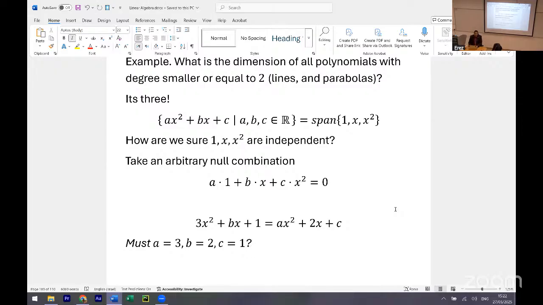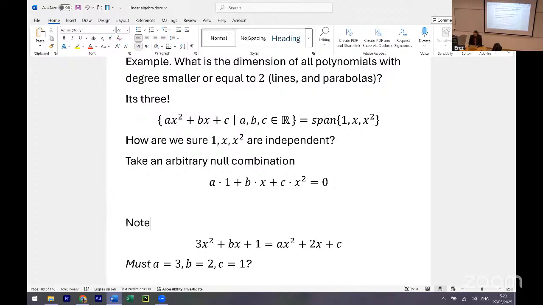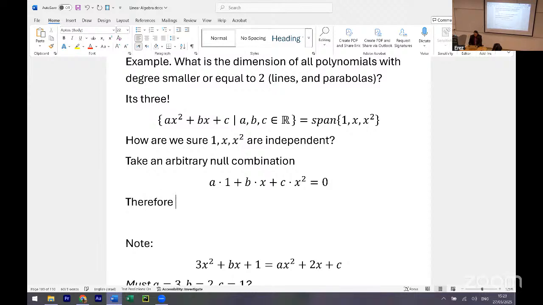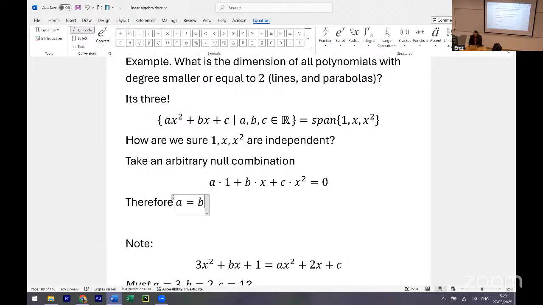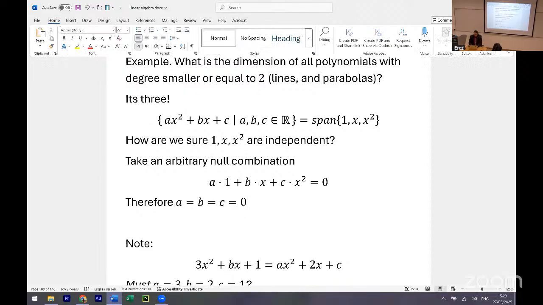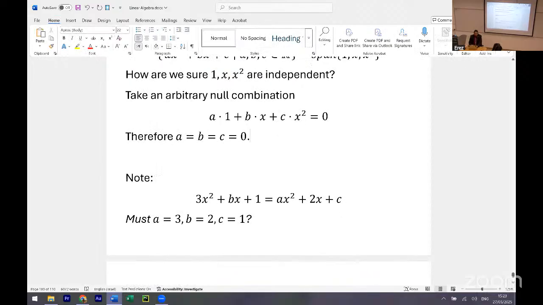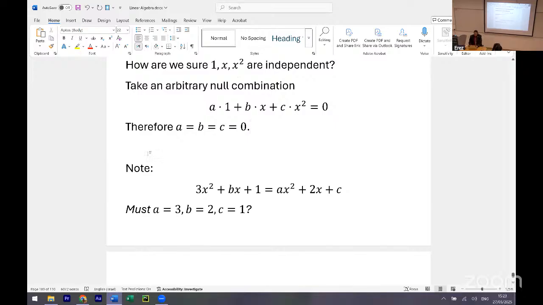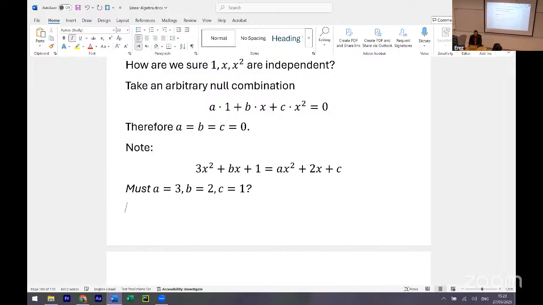And there is a very neat trick to prove it. I will write this as a note. And I'm just finishing it up here. Therefore, A equals B equals C equals 0. And in the note, I'm explaining why. Derive both sides 2 times.